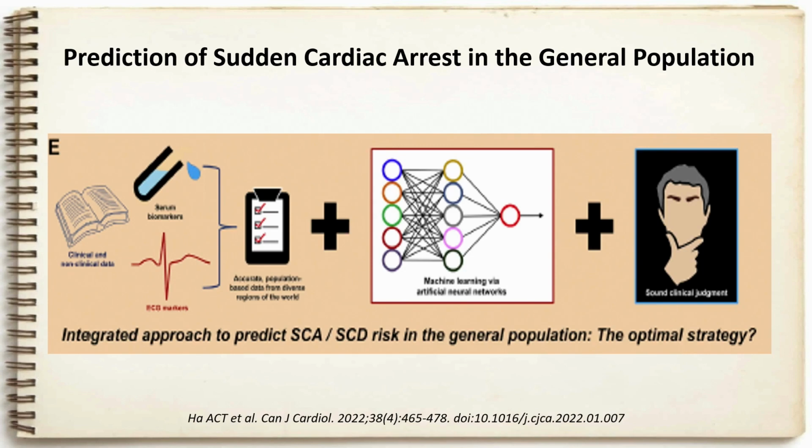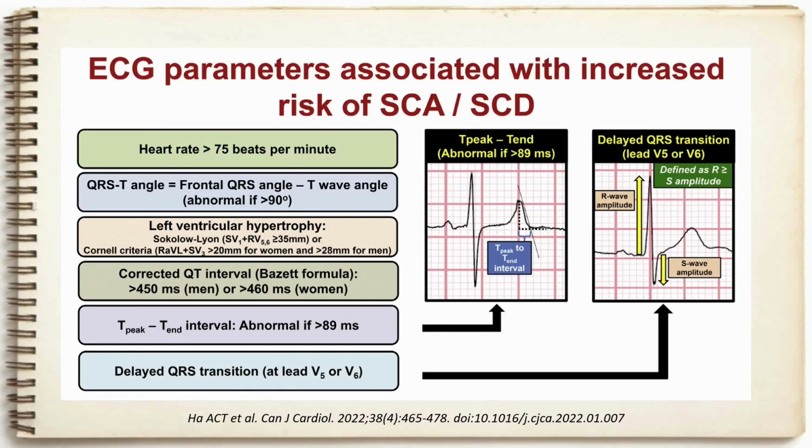I believe the future is a kind of integrated approach. That means using biomarkers, using ECG, but in the end, of course, we also need to use common clinical wisdom. Now, ECG parameters which are associated with increased risk of sudden death have been quite well known for several decades. This is an example of several parameters which are not much used in clinical practice because looking at them in detail may be quite cumbersome.